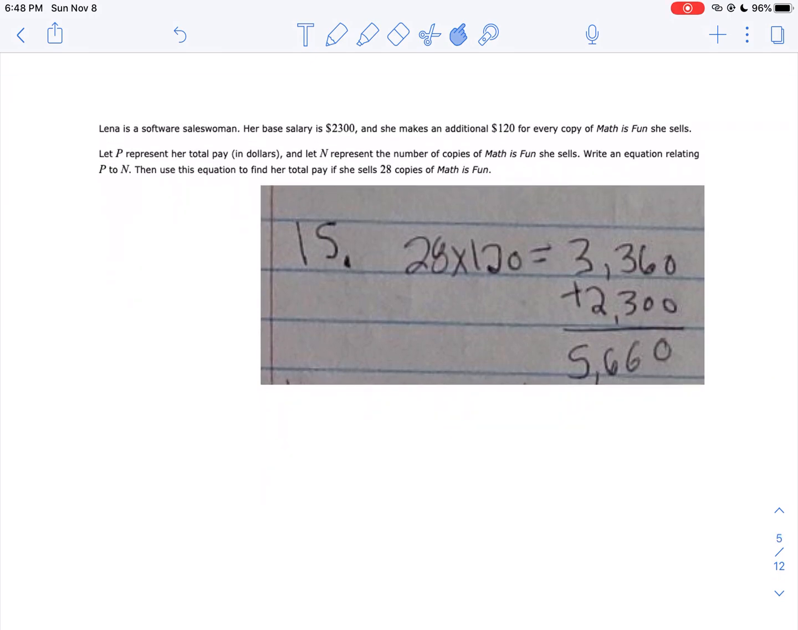On this question, it's kind of frustrating because you got the second part right. That is, you know how many copies she sells, but you wrote the equation wrong. So let P represent her total pay in dollars and N represent the number of copies of Mathis Fun she sells. You did it correctly. So we're going to say, oh, the total pay, P, equals, and we're going to make $120 for every additional copy of Mathis Fun she sells. So that'll be 120 times N.